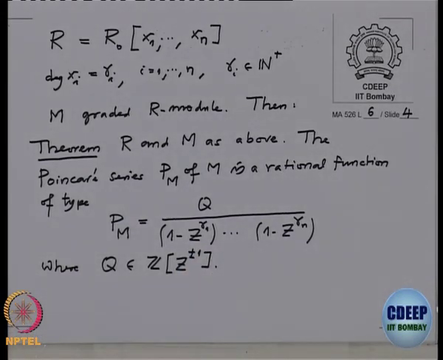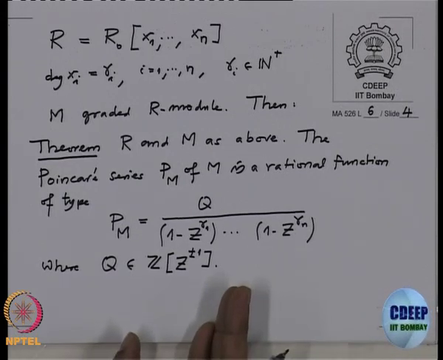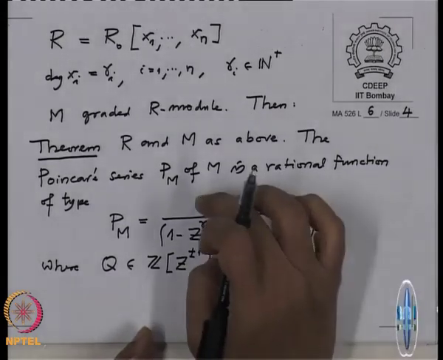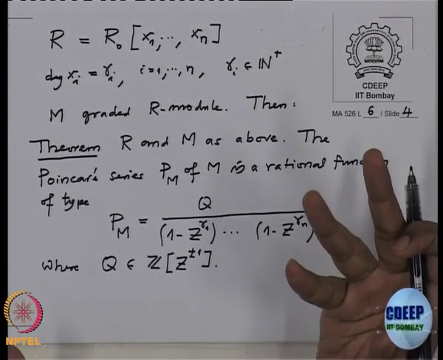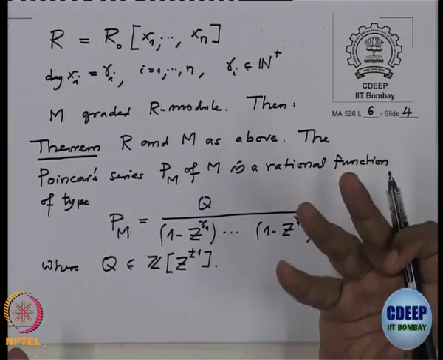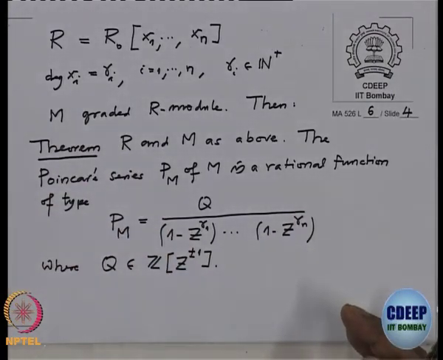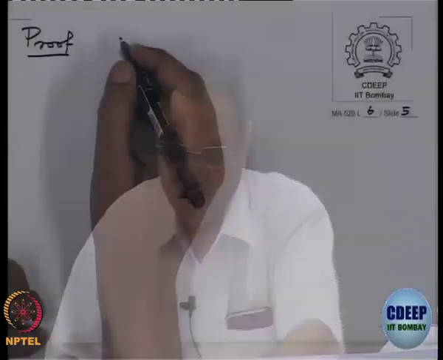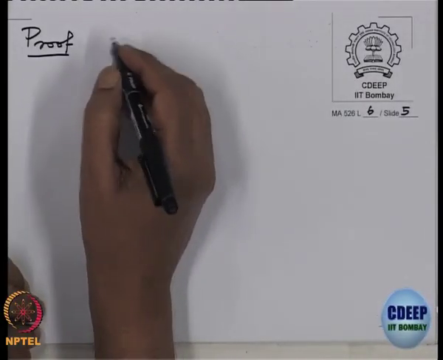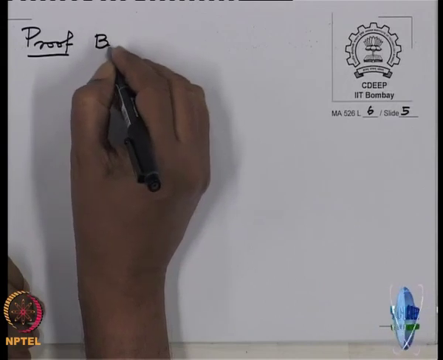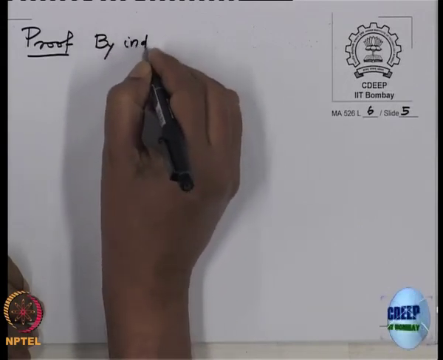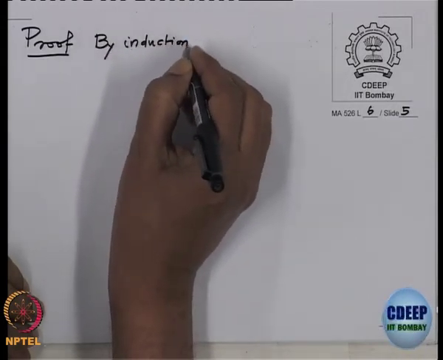You will see the proof is really simple. So first, it's a rational function really, because Q is also a rational function. It has only finitely many negative terms, so it is really a rational function with integer coefficients. So proof. We will prove this statement by induction on n.